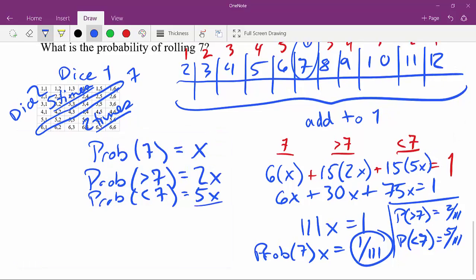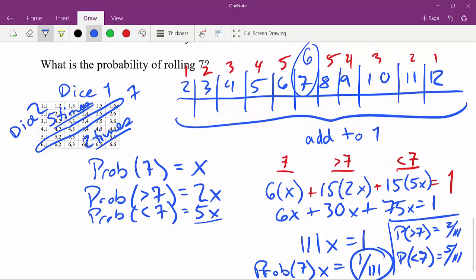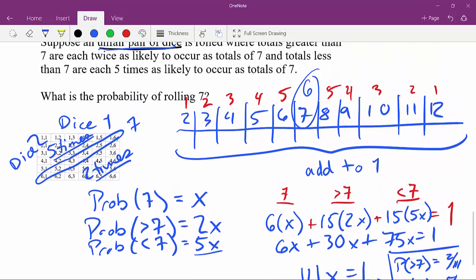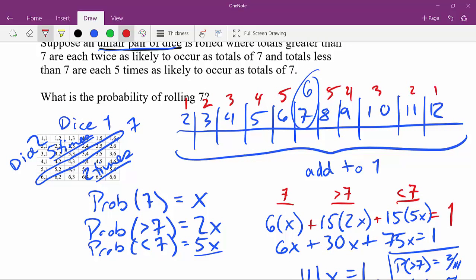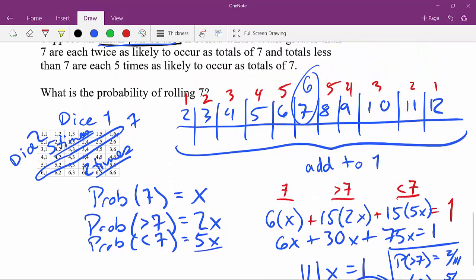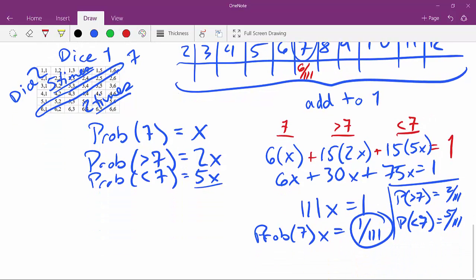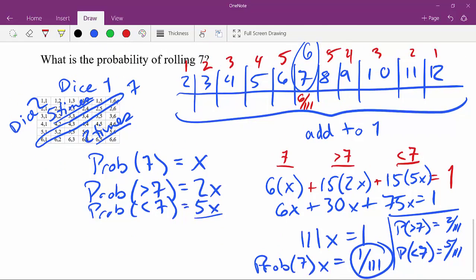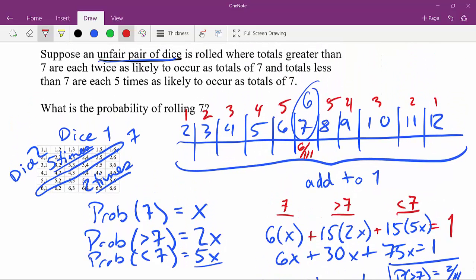Then we can fill in this chart here relative to the number of ways that we could achieve each of these. So the probability of rolling a 7 is 1 out of 111. That could happen in 6 different ways. So 6 out of 111. Probability of greater than 7 is 2 out of 111. There's 5 ways this could occur. So 10 out of 111, 8 out of 111, 6, 4, and 2.